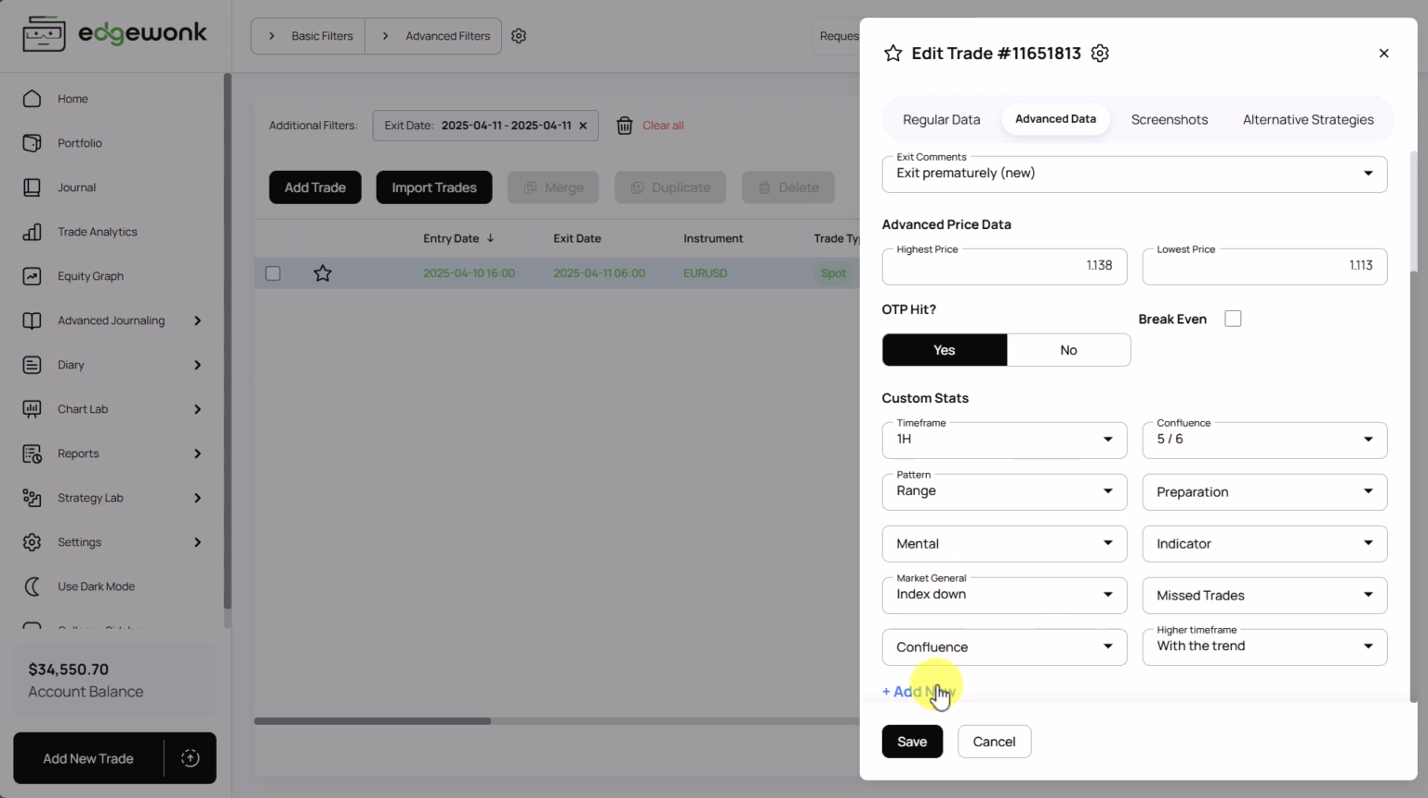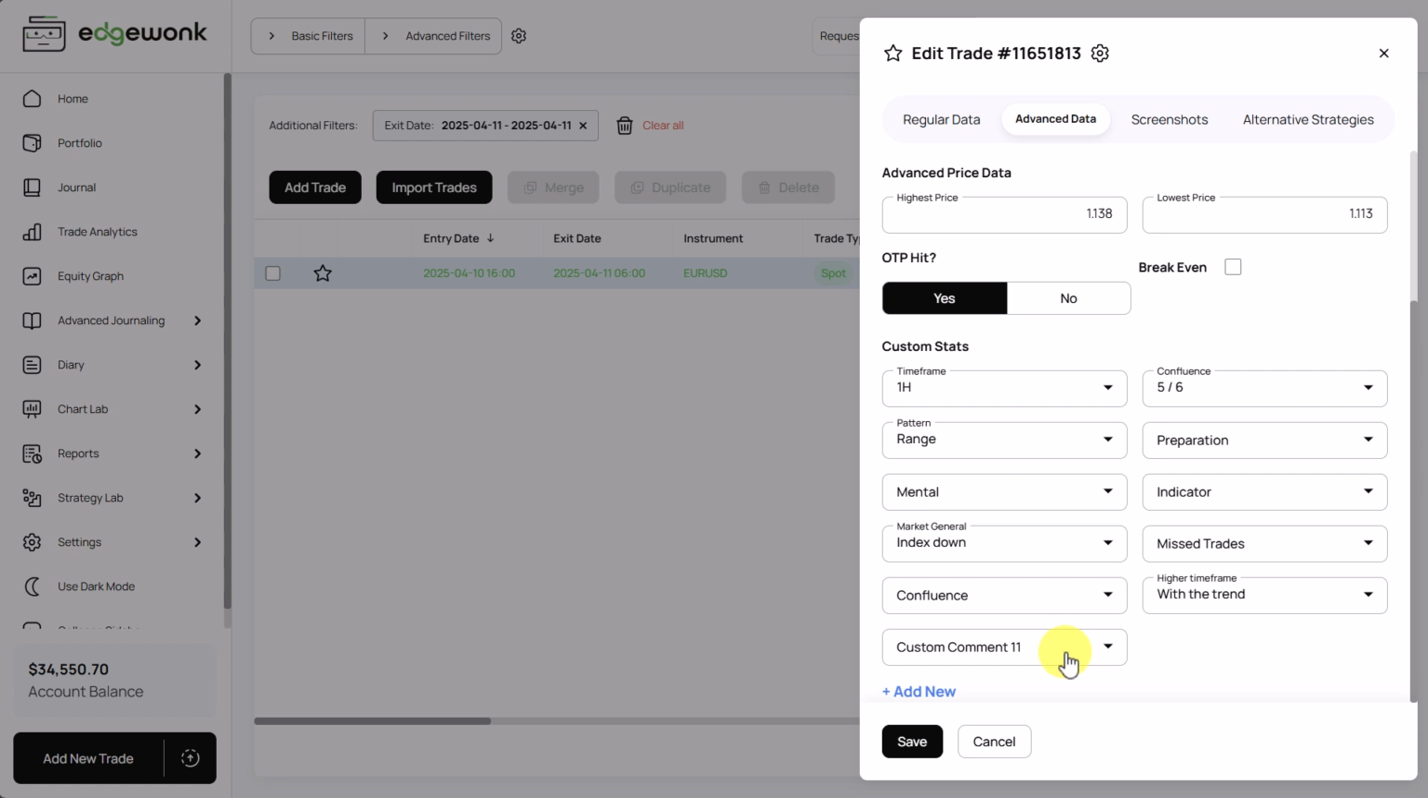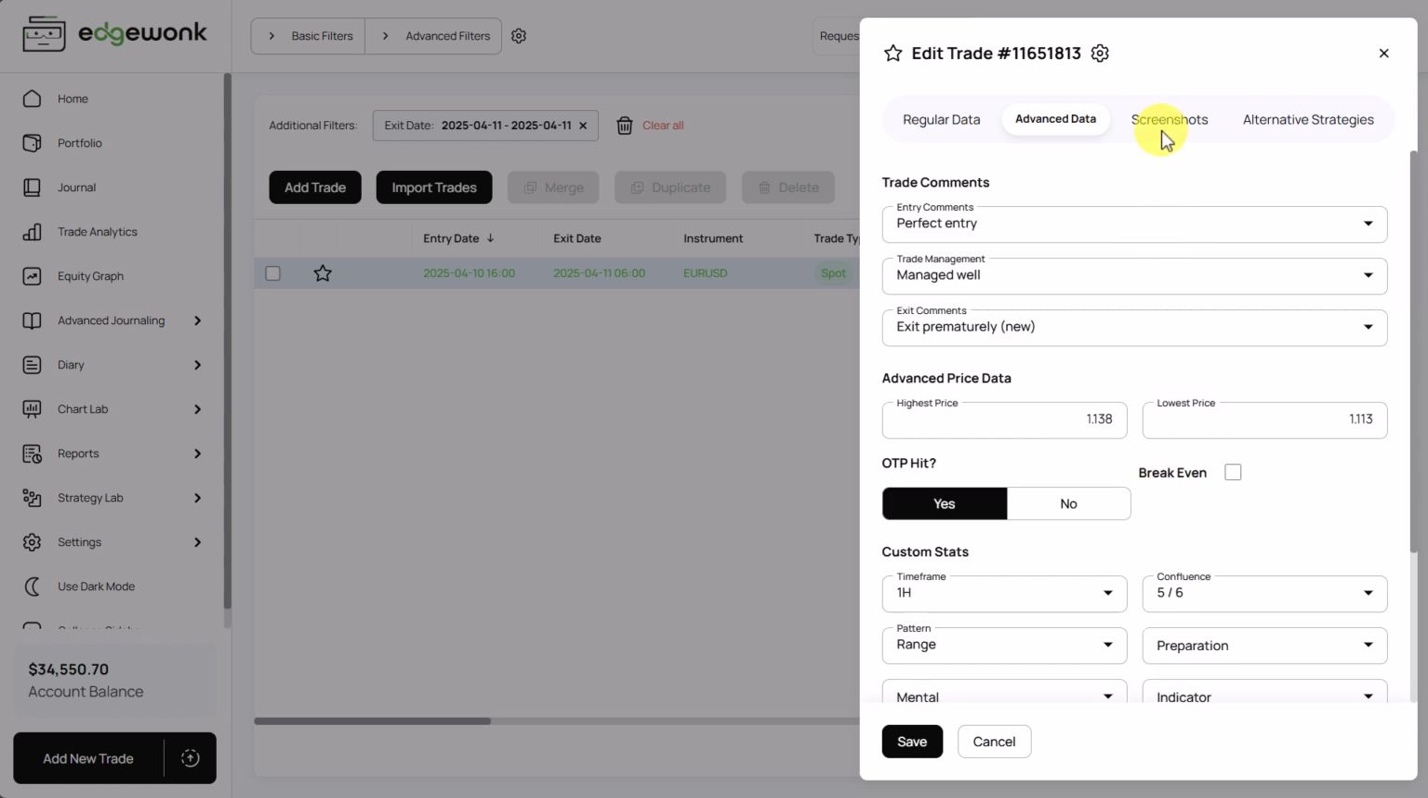You can of course add new custom stats as well and then tag whatever you want. In total, you can track up to 20 custom statistics and you can set them up completely as you like. There are no limitations on what you can track here. So far so good. Let's go and attach a screenshot.